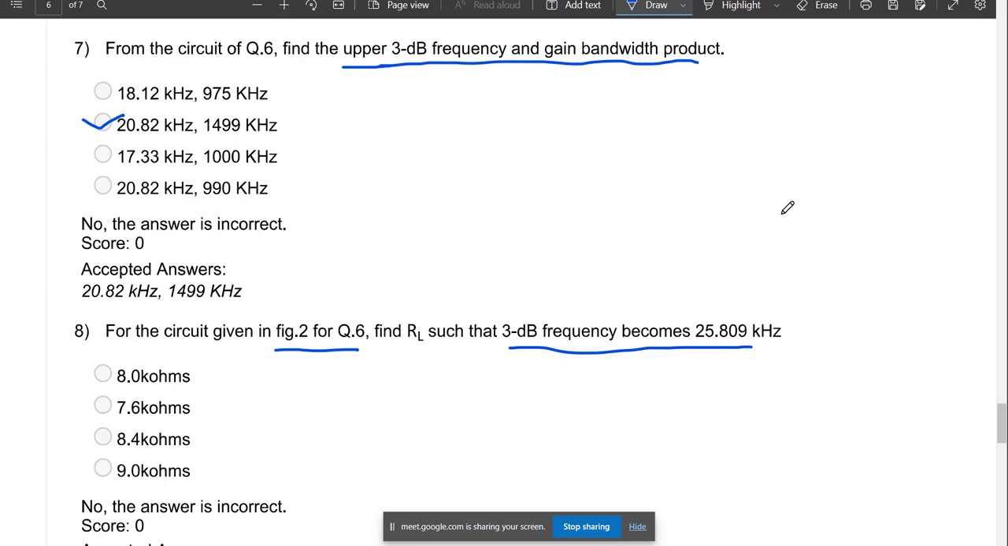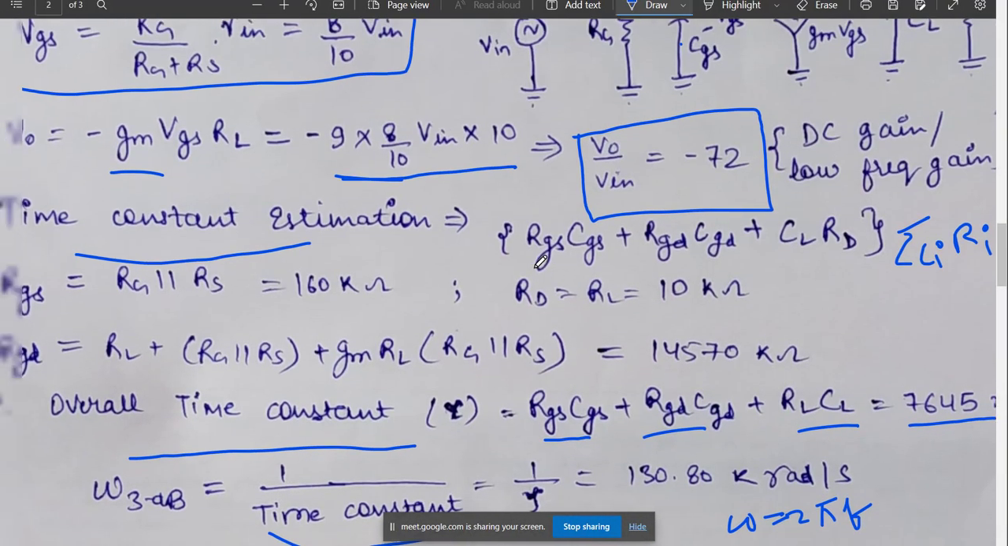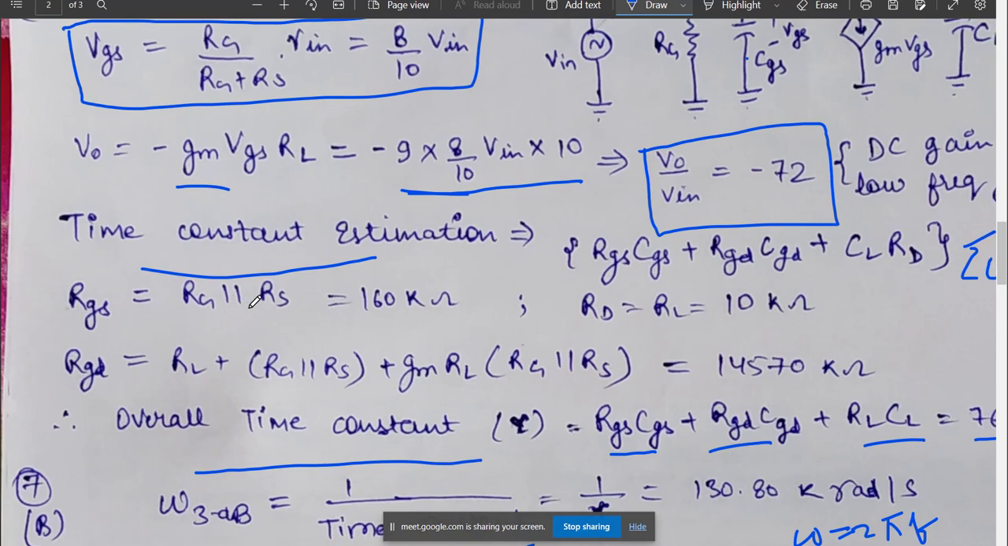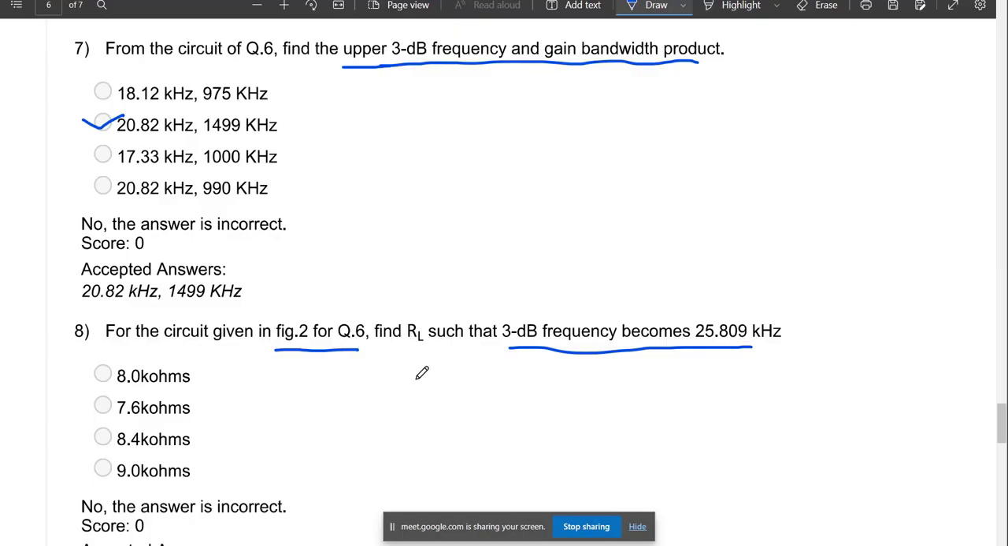Ma'am, can you tell the CGS, CGD, GM values? Huh? What? Acha, the formula. Ma'am, can you tell? Not the formula, the values. CGS, CGD values. So here it will change now.